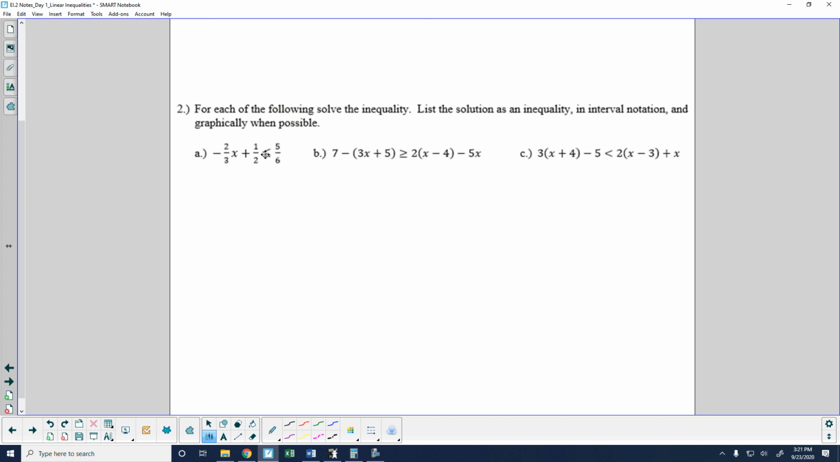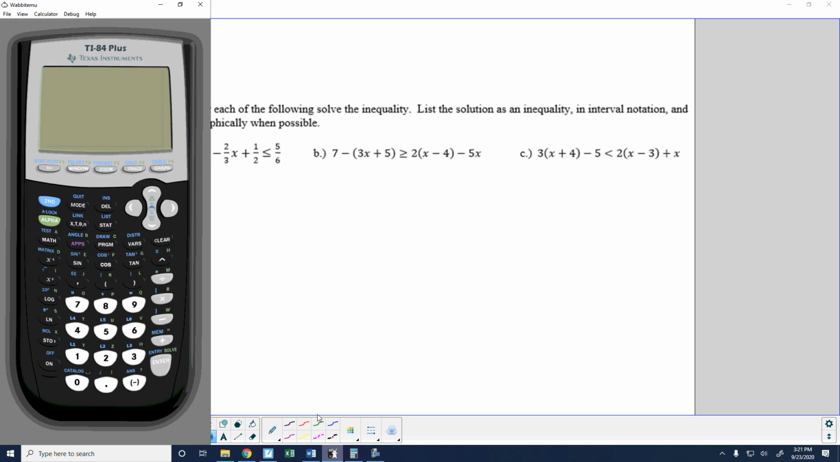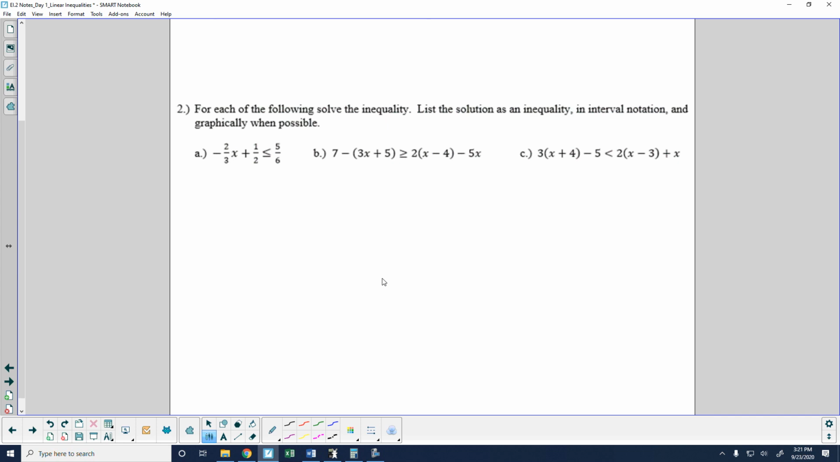So in this case, I want to move the 1/2 over to the right. Now you could get rid of the denominator and multiply everything by 6. That would be okay, but I'm going to leave that for right now to show you an example of how we can work with the fractions. If I want to move the 1/2 to the right side, I can subtract 1/2 from both sides. I would subtract 1/2 from the left and 1/2 from the right. I am subtracting, not multiplying. There's a difference there. So when I subtract 1/2 from the left, negative 2/3 x stays the same. My inequality stays the same because I am not multiplying, I'm subtracting.